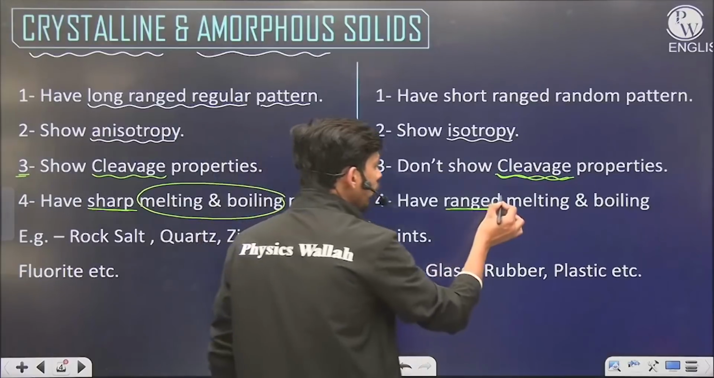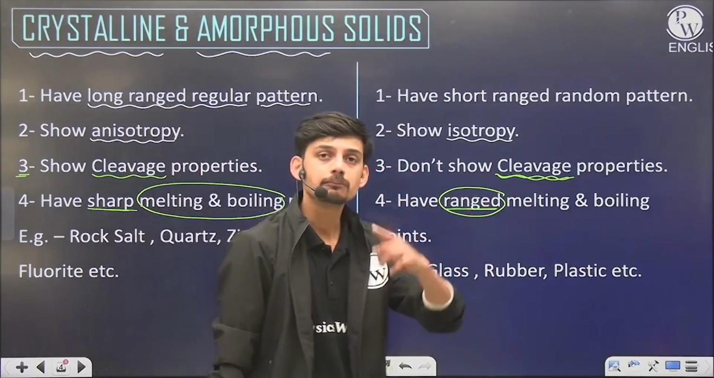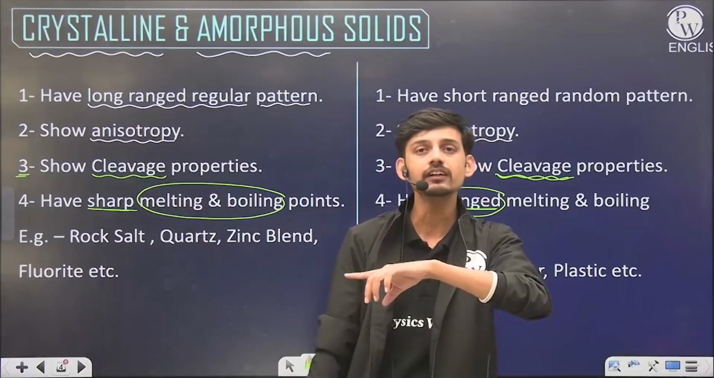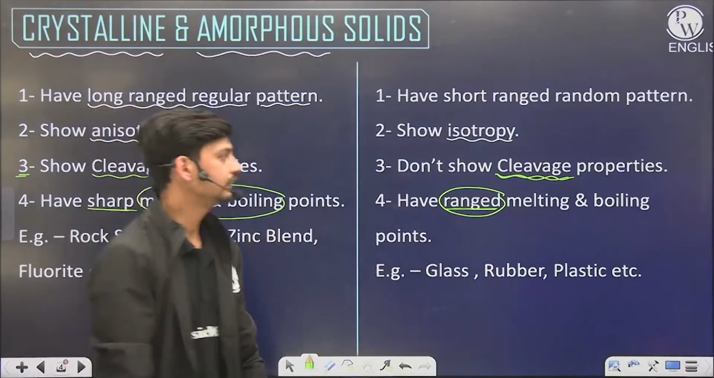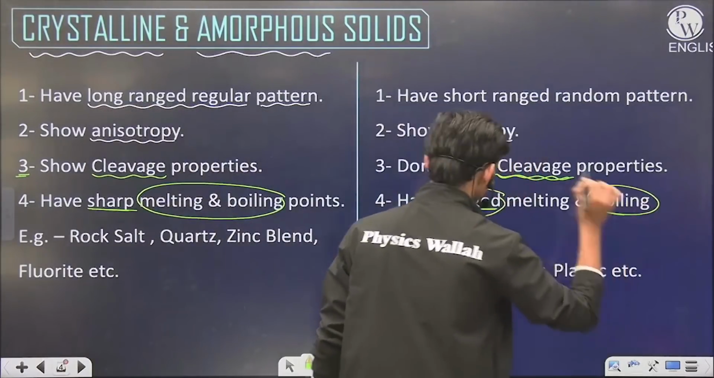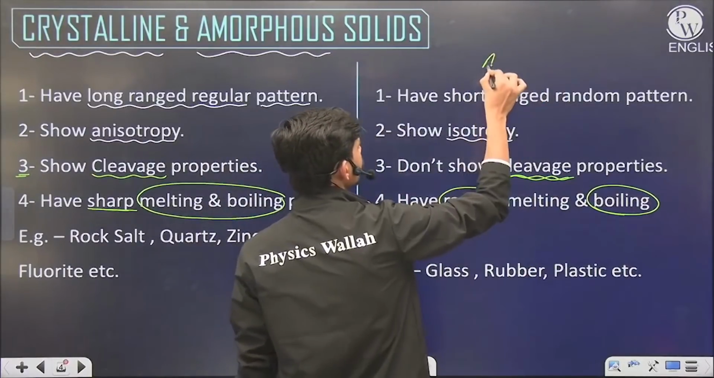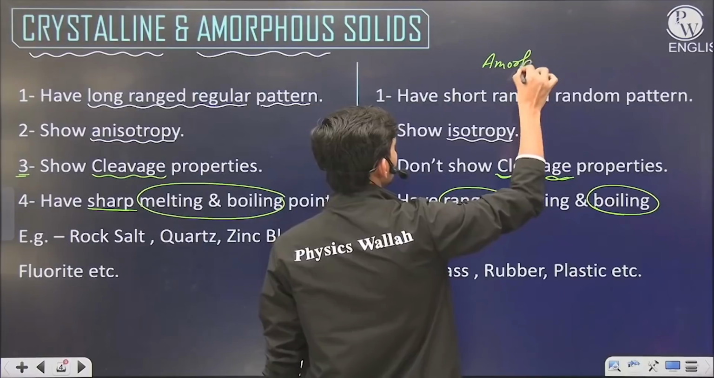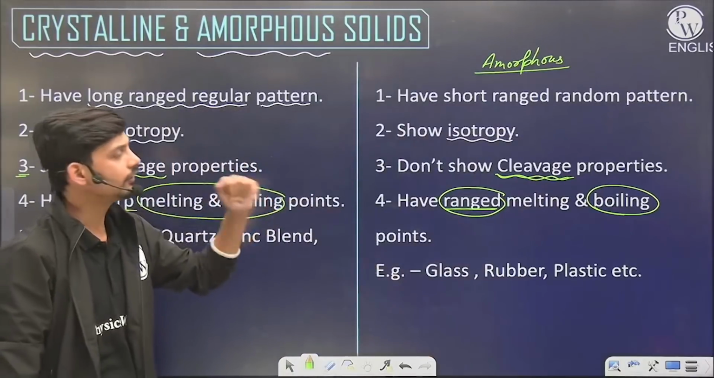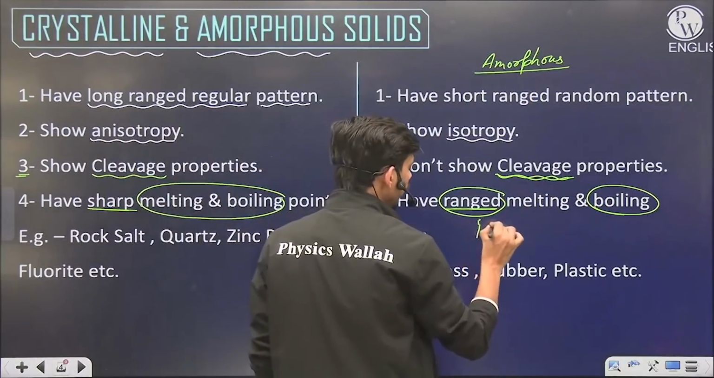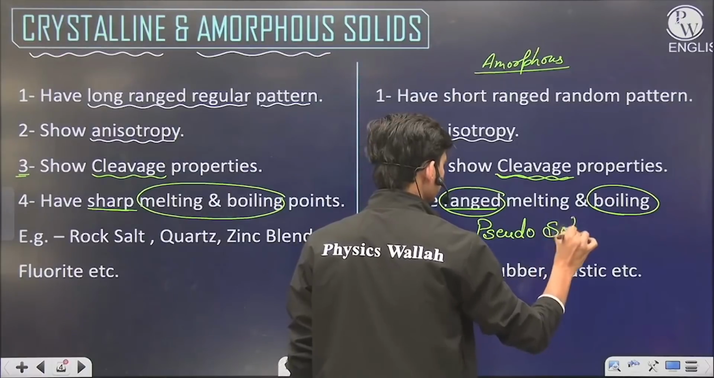But in amorphous solids, the melting point and boiling point will be ranged. The melting will start at some temperature T1, but when the melting is finished, the temperature will have become T2, and so for the boiling point. Because amorphous solids do not show many of the properties of crystals, they are called pseudo solids. They are not perfect solids; they are called pseudo solids.